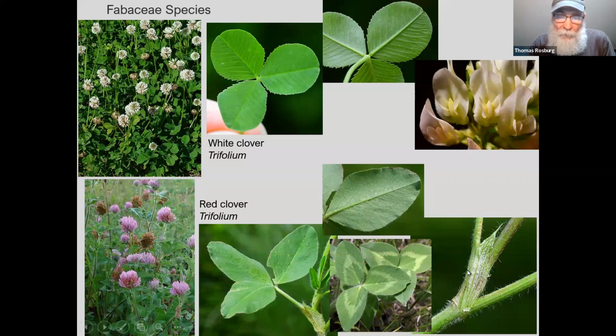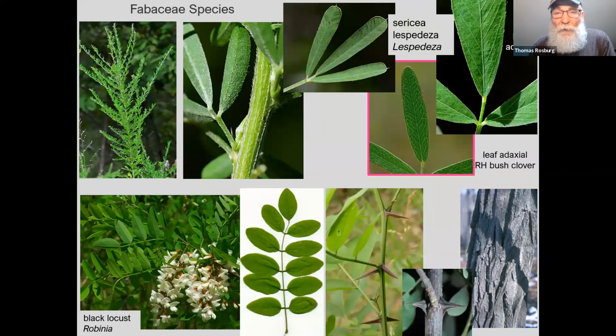So I think, again, there are the stipules on red clover. They're pretty distinctive. They're partially fused together on one side, but pretty conspicuous. And another thing that's important, persistent. Persistent means they stay there. They don't fall off. All right, I think we've got two more Fabaceae, and then we'll move on to a different group.